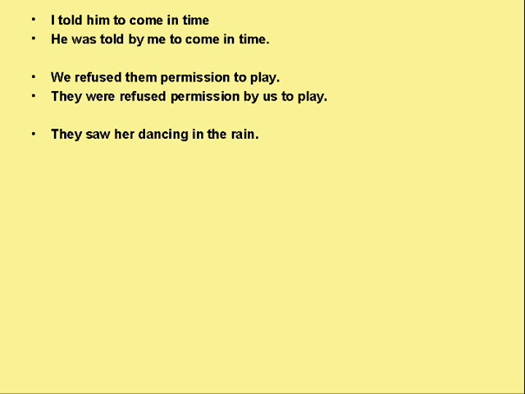They saw her dancing in the rain. They is the subject, her is the object. So her changes to she, they will change into them, and now the sentence will look like: she was seen dancing in the rain by them. I hope the things are now very much clear to you. So one sentence for your practice.